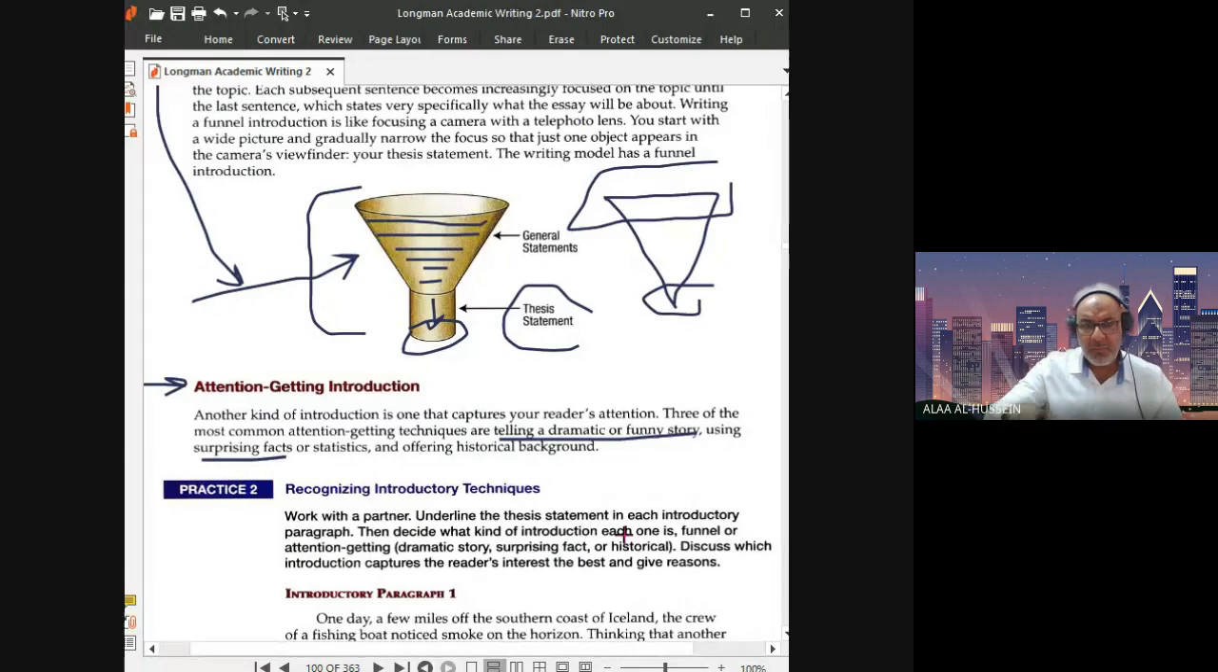Sometimes, as you see in the news or in reports, it starts with information that is surprising, to get you involved, to get you captured into his or her report, texts, whatever, news, essay. So it begins with surprising facts or statistics.